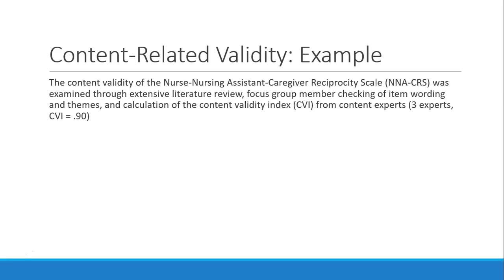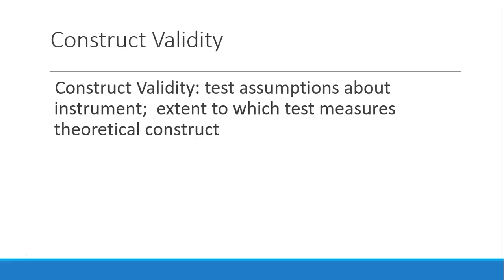The nursing assistant caregiver reciprocity scale was established using extensive literature review. So in that way you would say, okay, there's theoretical validity, which is basically a content validity type, but additionally they also used a focus group and established the content validity of the expert type there, and you can see that the CVI, or content validity index, is 0.90.